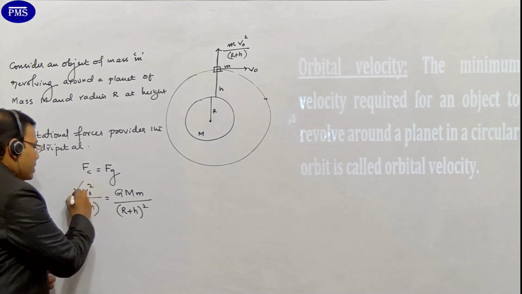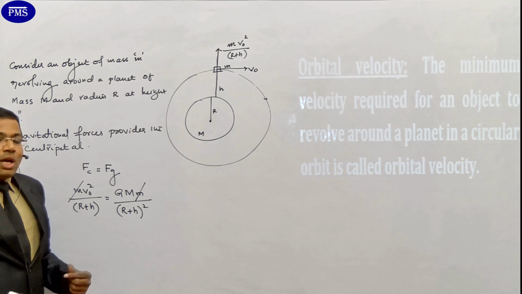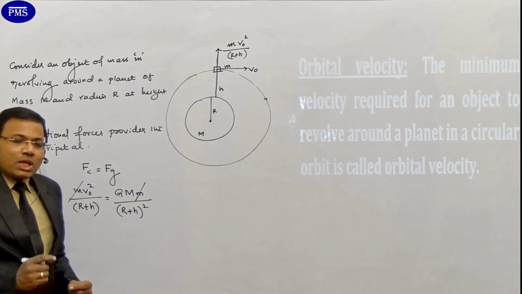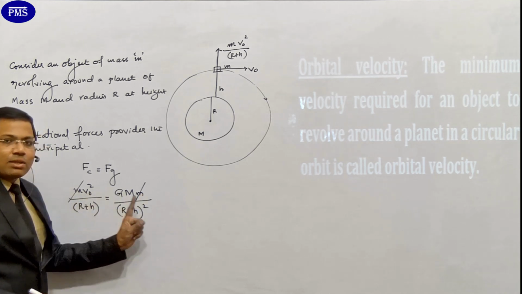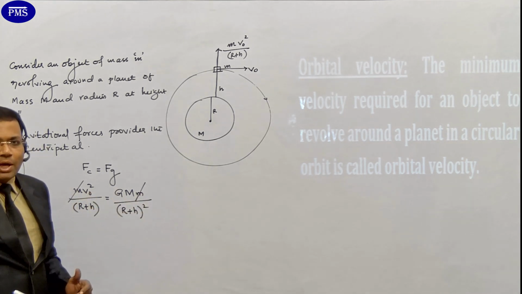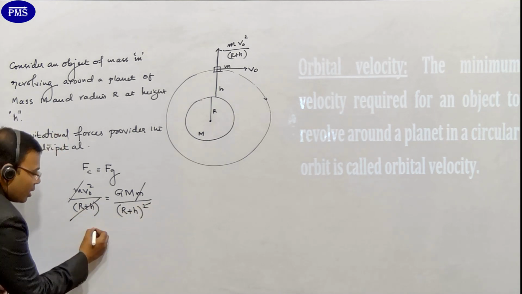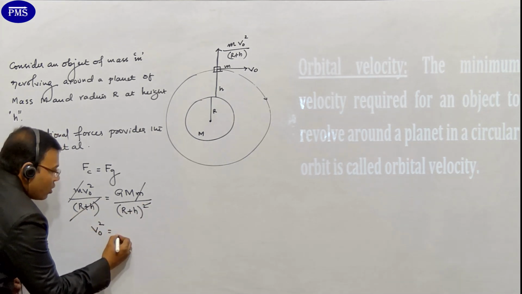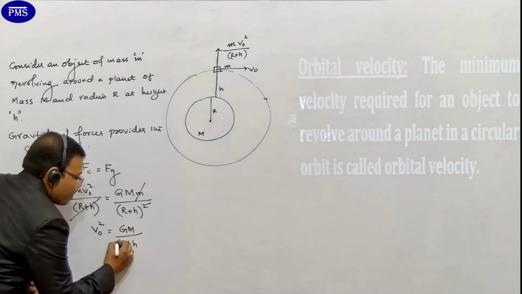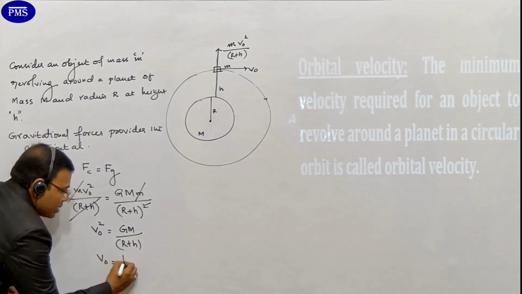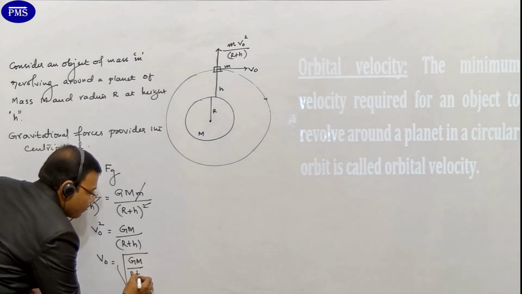The very important step: m gets cancelled. This m and that m also get cancelled. That means the orbital velocity is independent of the mass of the object, because this m is getting cancelled here. I hope it is clear. Now one r plus h gets cancelled. Now let us go for the simplification, that is v0 square is GM by r plus h. So v0 is equal to under root of GM by r plus h.